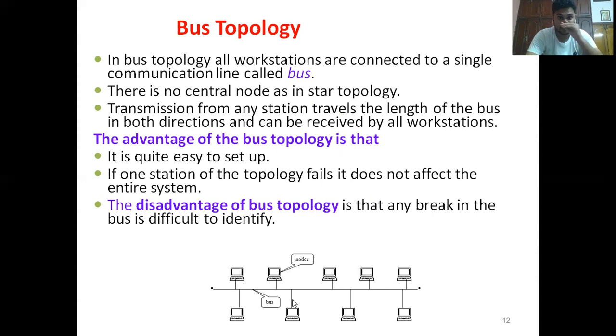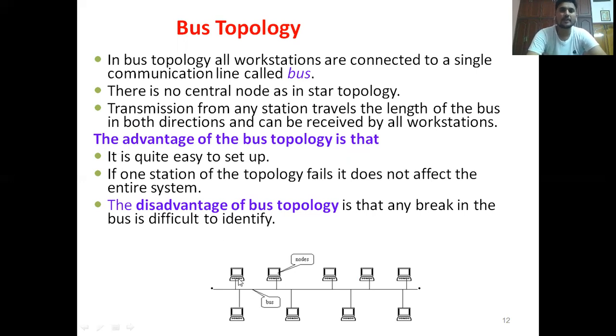It is quite easy to set up. If one station of the topology fails, it does not affect the entire system. If this system fails, there is no problem for the rest of the systems. That is the main advantage of bus topology: if one system fails, it doesn't affect another system. But the disadvantage is that if there is any break in the bus, if there is any break here, it is automatically difficult to identify. That is the disadvantage. So there are some advantages as well as some disadvantages.